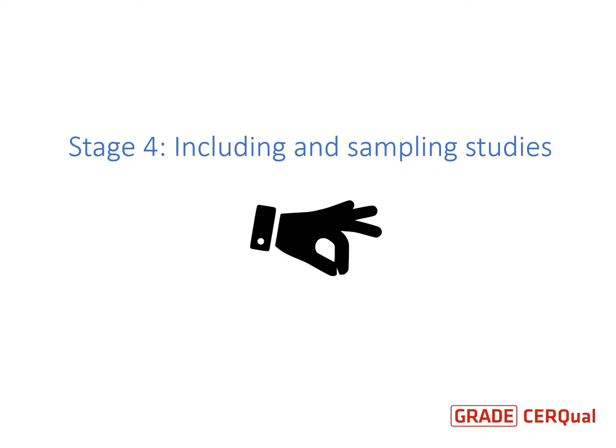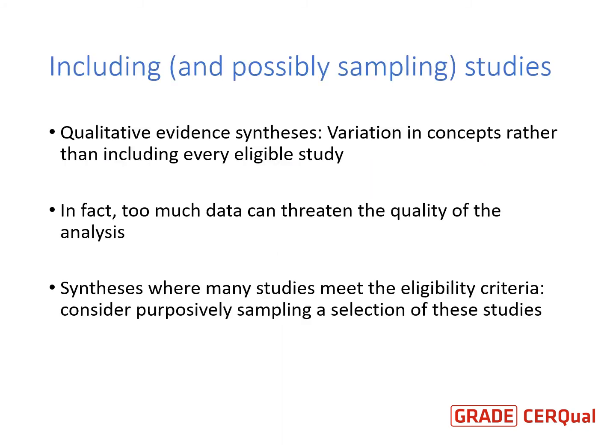Stage 4 involves including and sometimes sampling studies. In a qualitative evidence synthesis, you're aiming for variation in concepts rather than finding and including every possible eligible study. This doesn't mean that you should not look for a lot of studies. A small number of studies and a lack of data can threaten your ability to make broad claims.